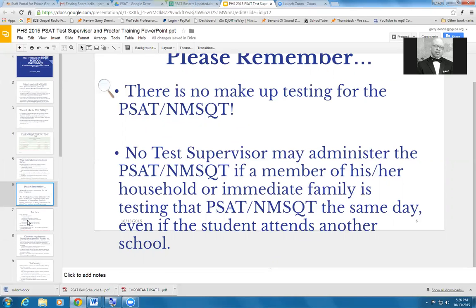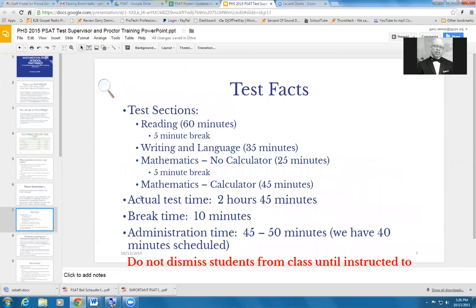Except for me. I can't test. My daughter's testing.